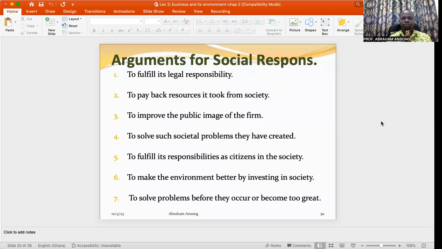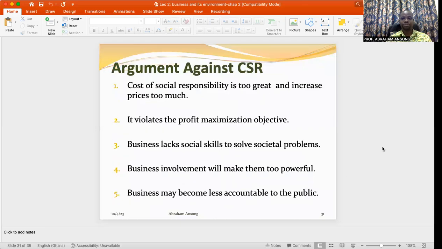Okay. To fulfill its responsibilities as citizens in the society. So they are seen as corporate citizens, and they must fulfill that requirement as well. We as individuals are required to be responsible. So why not? Businesses are also supposed to be responsible. To make the environment better by investing in society, and to solve problems before they occur or become too great. So once you become socially responsible, you become more conscious of the environment and the community, and therefore you can help solve problems before they become even big.